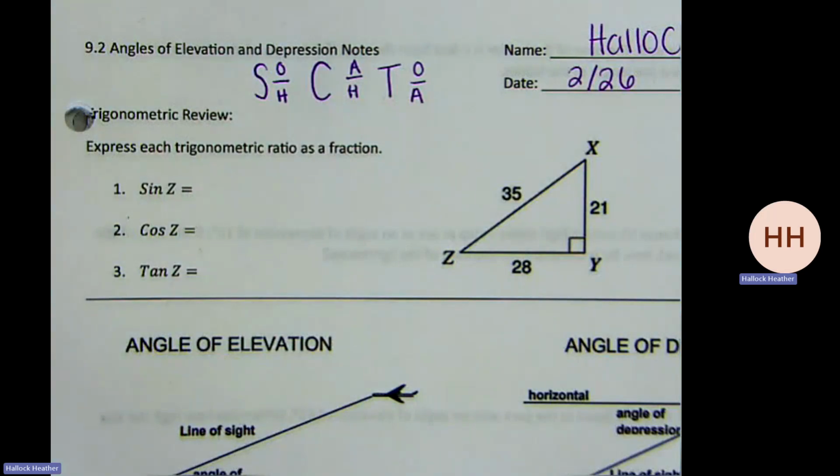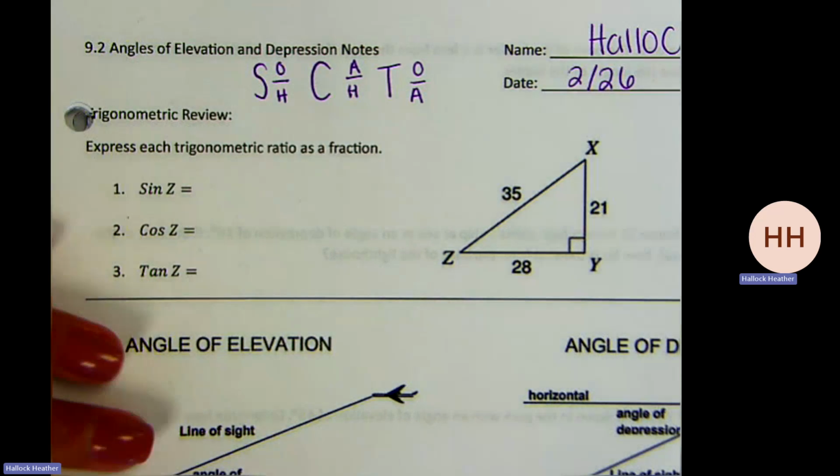There used to be a bunch of weird songs and things that you would have to remember because they didn't give you the formulas. Now they give you the formula. So it says express each trigonometric ratio as a fraction. So if I say I want to find the sine of z, the cosine of z, and the tangent of z, we're all talking about angle z.